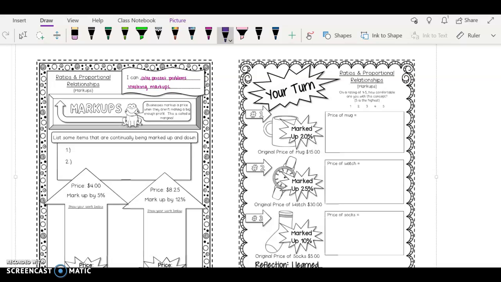All right, so now we're going to take a look at markups. And our learning goal: I can solve percent problems involving markups. So markups are used to help make a profit. And so what it means is you are going to sell an item for more money than you bought the item for. And that way you pay yourself back for the item and you make a little bit extra.